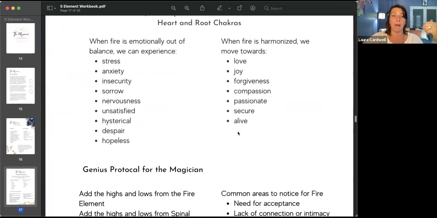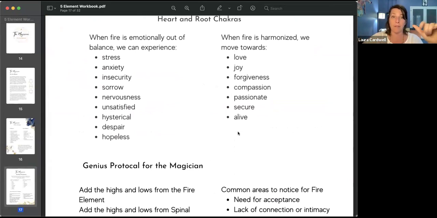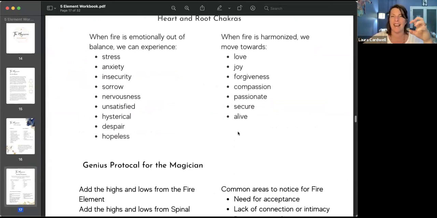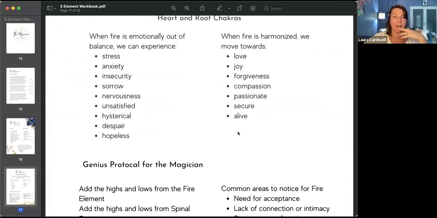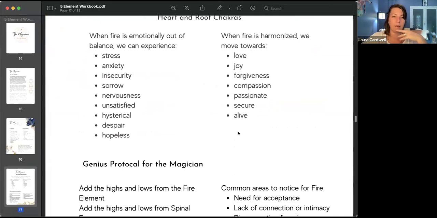Again, am I lovable? Sorrow, that waffling between, nervousness, that's that extra energy in their nervous system. Unsatisfied, that might be dissatisfied is the word that should be there. Hysterical, right? When it's too much, people laugh inappropriately, in grief or in the wrong situation. That's a fire issue, right? That's the way it comes out. They just start laughing. And then despair and hopelessness. Again, we see that waffling.